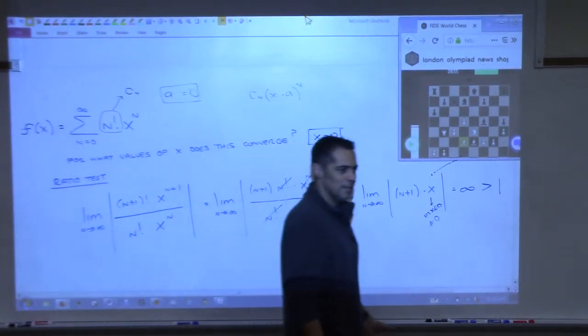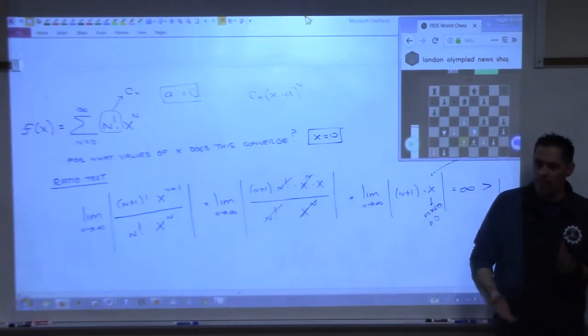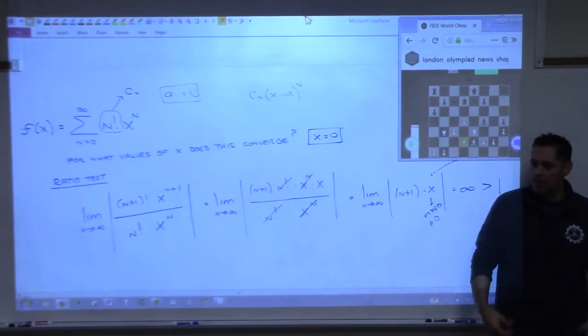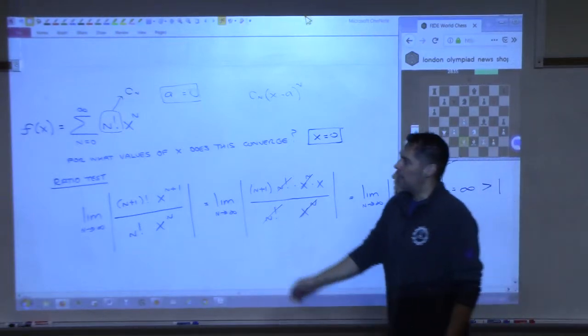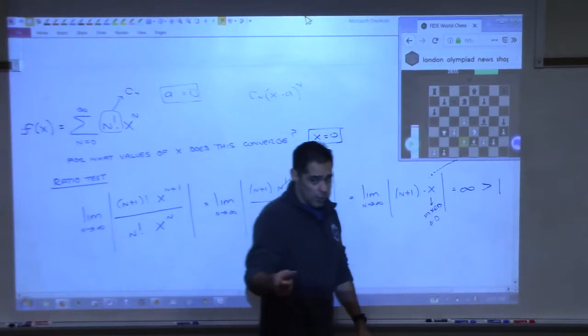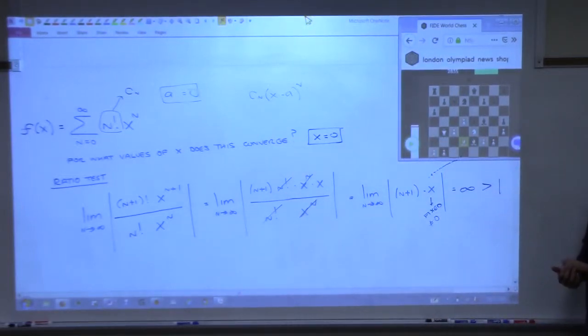Do you agree? It's an infinite polynomial that, if you were to try and plug any number other than 0 into it, would be undefined. It would become infinite. Yes? Can we plug in infinity or no? You cannot plug in infinity, because infinity is not a fixed number. It's not a fixed real number. Good question. You're only allowed to plug in finite numbers for x.